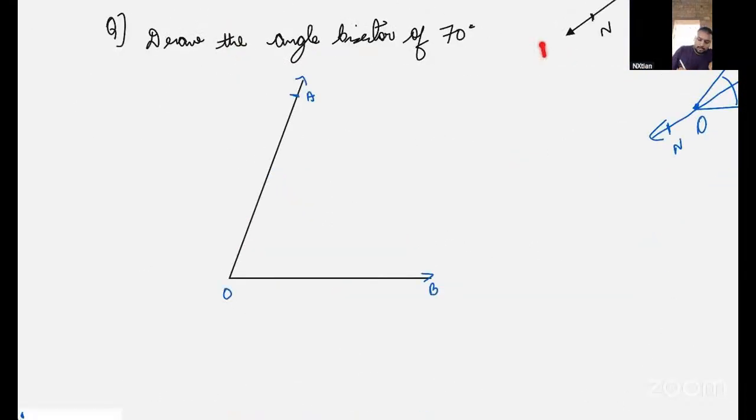Now put your needle on O and make an arc like this of any measurement. It's your choice. You can make an arc like this.